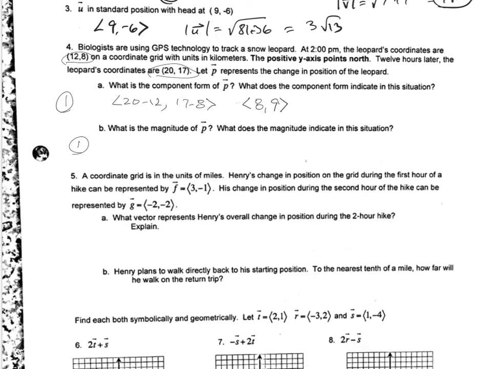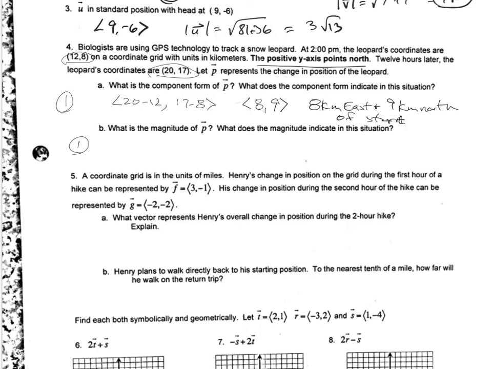And the component form means that, since the positive y-axis is up and that's north, we would be 8 kilometers east and 9 kilometers north of the starting spot. So you explain each component as a horizontal or vertical direction.